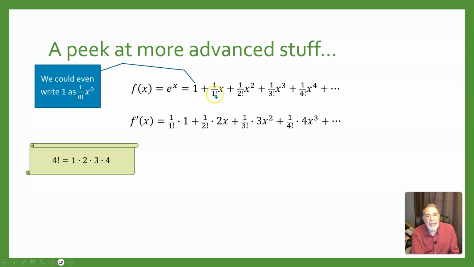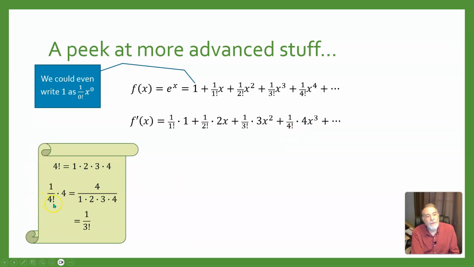And the derivative of a constant times x is that constant times 1. And the derivative of a constant times x squared is that constant times 2x. And the derivative of a constant times x to the third power is that constant times 3x squared. The derivative of a constant times x to the fourth is that constant times 4x to the third, and so on. But look what happens when we take something like 1 over 4 factorial times 4.